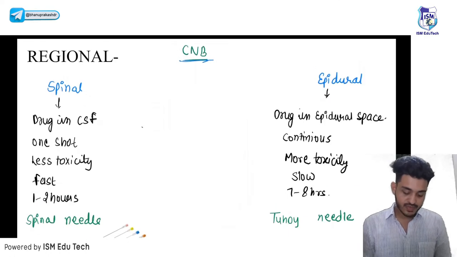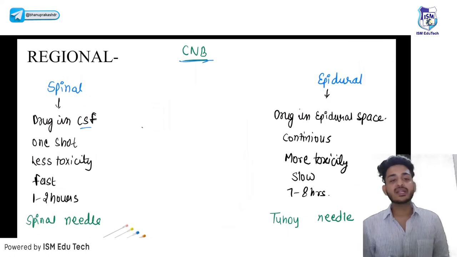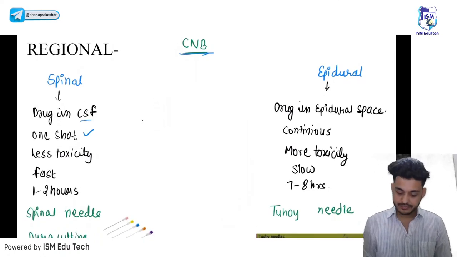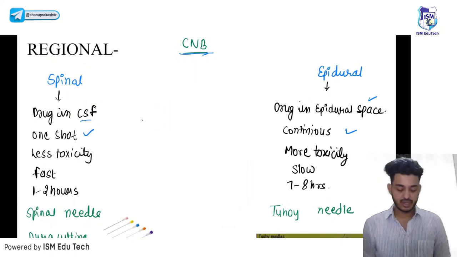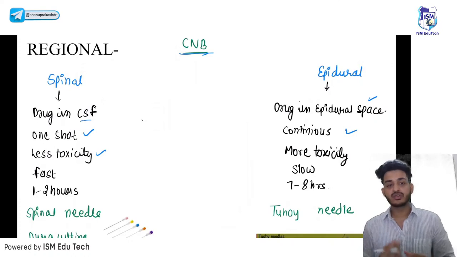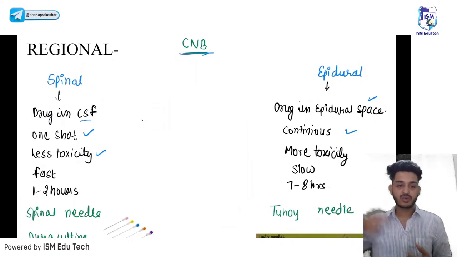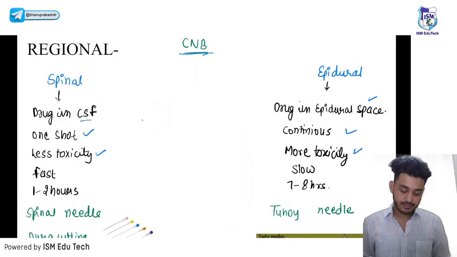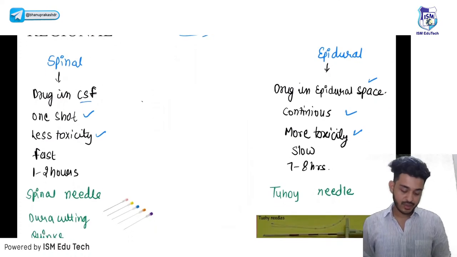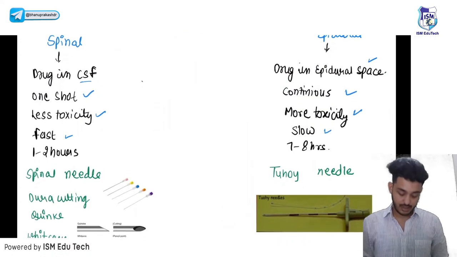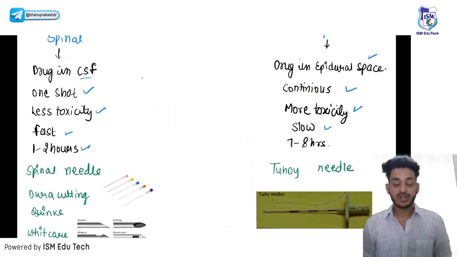In spinal anesthesia, the drug will be in the CSF, cerebrospinal fluid. It is a one-shot technique. This one will be continuous. Drug will be in the epidural space. There will be high chances of toxicity in spinal because the drug is in the spinal fluid. It can go into the whole cerebrospinal fluid, right? There will be more toxicity. It will be fast. Epidural will be slow, right? Spinal will be 1 to 2 hours, and epidural will be for 7 to 8 hours.